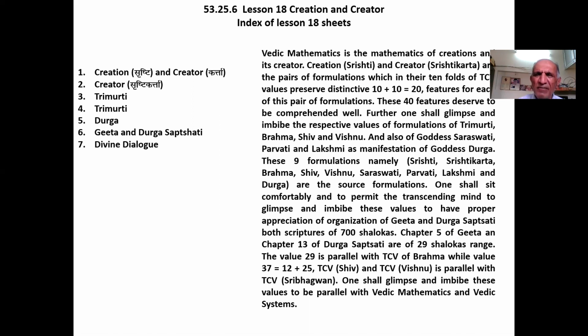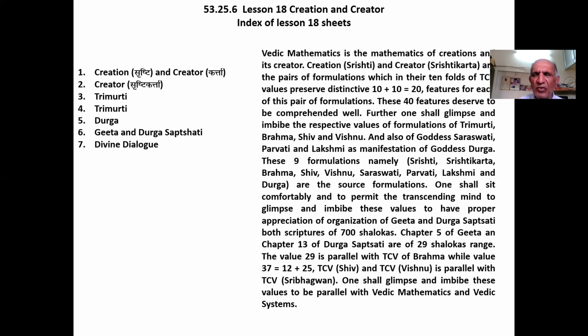Further, one shall glimpse and imbibe the respective values of the formulations of Trimurti, Brahma, Shiv and Vishnu, and also of Goddess Saraswati, Parvati and Lakshmi as manifestations of Goddess Durga. These 9 formulations, namely Srishti, Srishtikarta, Brahma, Shiv, Vishnu, Saraswati, Parvati, Lakshmi and Durga, are the source formulations. One should sit comfortably and permit the transcending mind to glimpse and imbibe these values to have proper appreciation of the organization of Geeta and Durga Saptsati.